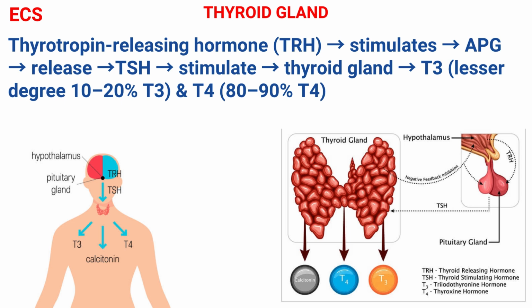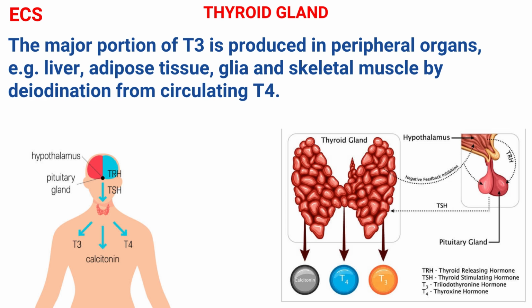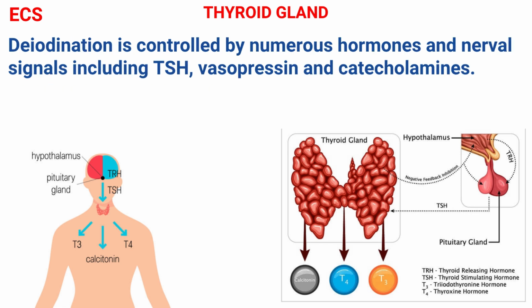These thyroid stimulating hormones stimulate the thyroid to secrete T3 and T4. Only 10 to 20% of T3 is produced from the thyroid gland. The major portion of T3, however, is produced in peripheral organs like the liver, adipose tissue, glia, and skeletal muscles by deiodination from circulating T4. The deiodination is controlled by numerous hormones and nervous signals including TSH, vasopressin, and catecholamines.